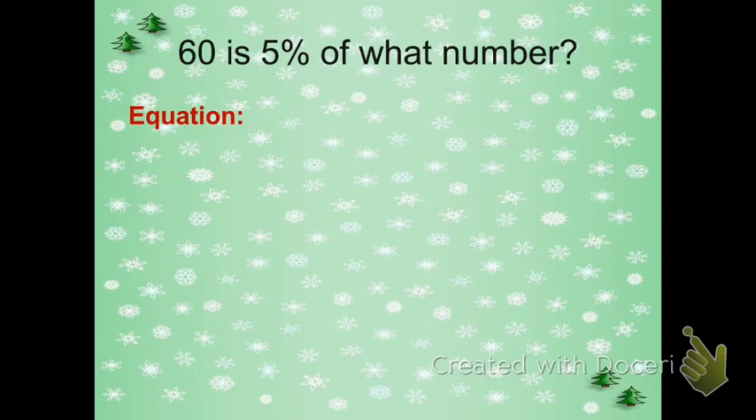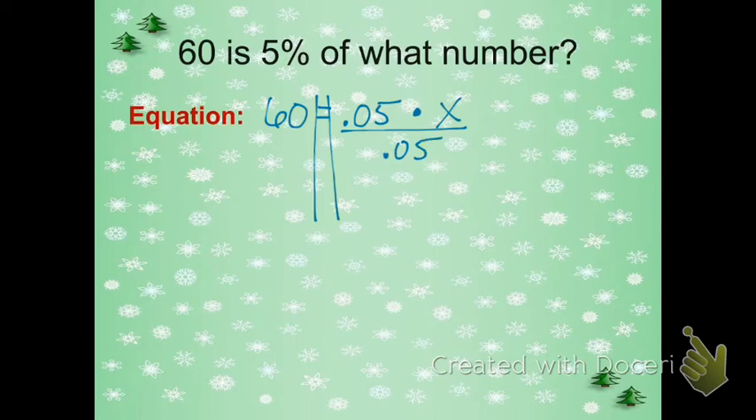Okay, see if you can answer this one. So we'll start with 60 is, means equals, 5%, 0.05, of is times, and what number is x? And again, we have to divide both sides by 0.05. Raise your hand if you have an answer. All right, Blake, go. 120. You have your decimal in the wrong place. 12,000. 12,000 sounds correct. Remember, it's 0.05.